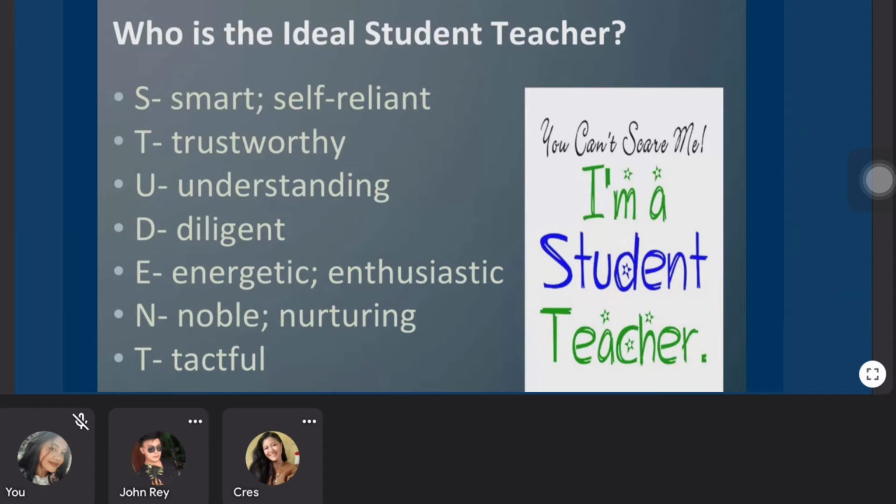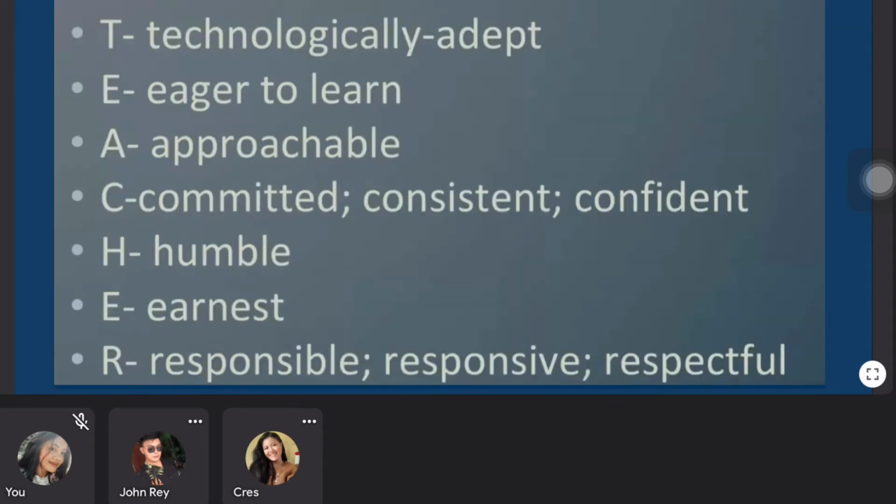Okay, next we have the acronym for the teacher, which is T for technologically adept. So technologically adept, we should be, even if not really expert, knowledgeable enough so that if our students have questions, we will be able to cater to those questions from them.